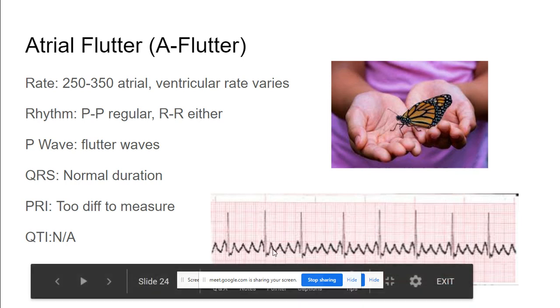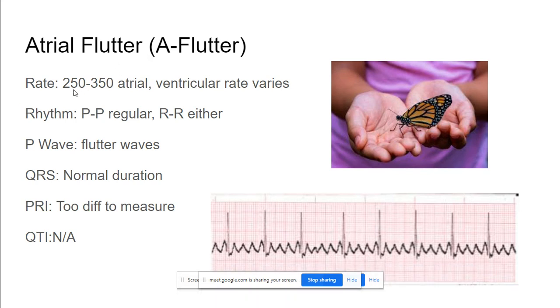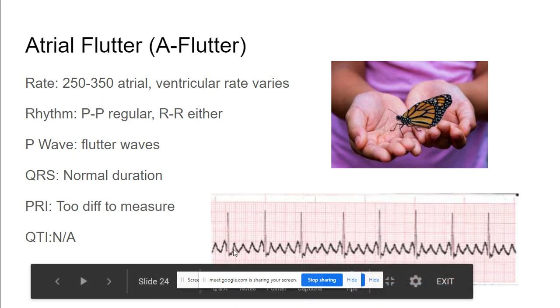So there's no way that the QRS is able to keep up at this point. And it just reminds me of butterfly wings. As soon as I see that, I know that there's some flutter going on, and that's exactly what they call it, atrial flutter. So the rate is usually, if we look at the atrial rate, 250 to 350 because we're counting all of these little P waves.